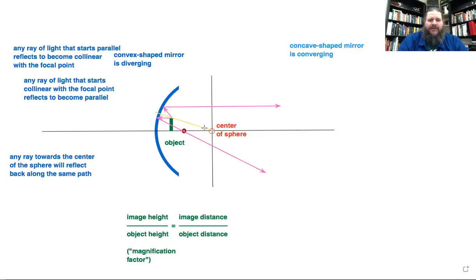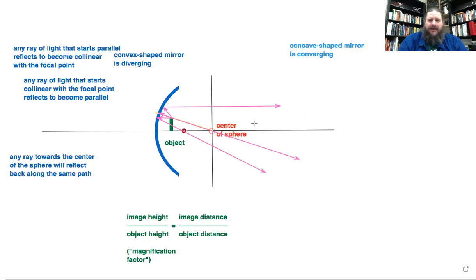So if we have a ray of light that's along this line, collinear with the center of the sphere, from the object, that should bounce back in what way? The same way. Yeah, exactly, back along the same path through the center. So the three rays of light from this object end up bouncing off in this sort of fashion.